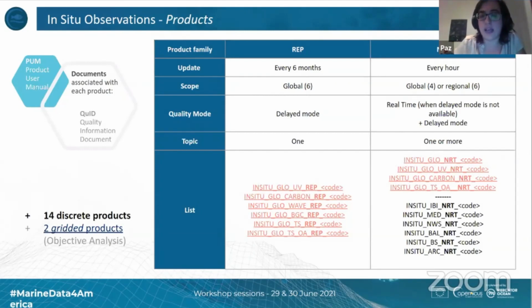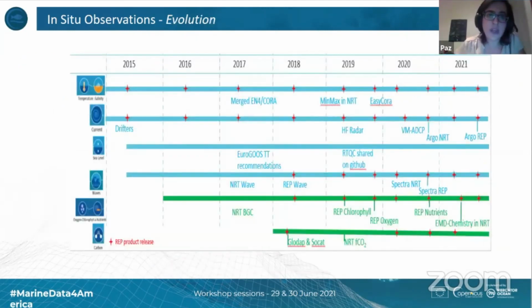And the last difference is the topic or the parameter family they focus on. The reprocessed products typically focus on one single parameter family, such as currents, carbon, waves, BGC, and temperature and salinity. Whereas for the near real-time product, although you can also find products dedicated to certain parameters, the typical situation is the multi-parameter product. Okay, so this is just the summary. I hope this is useful for you.